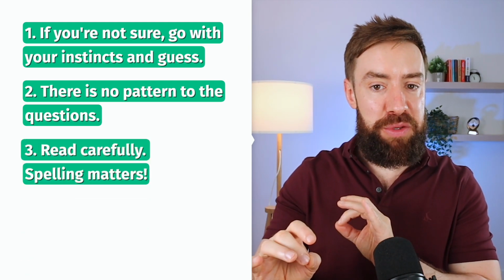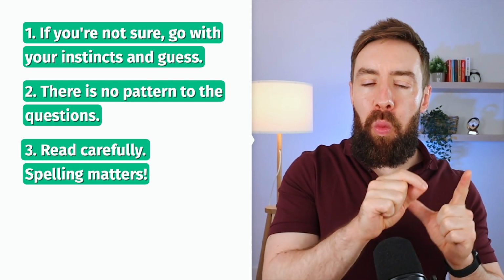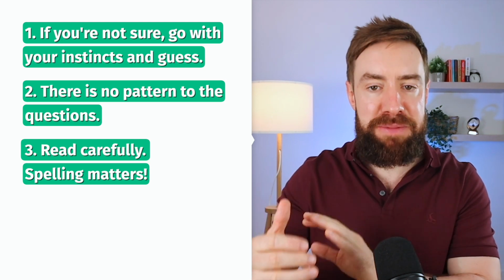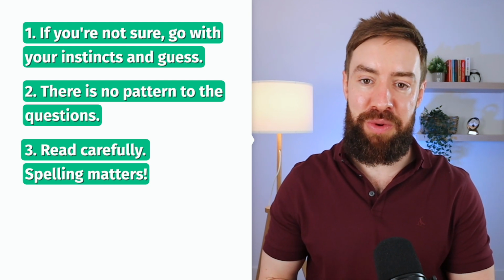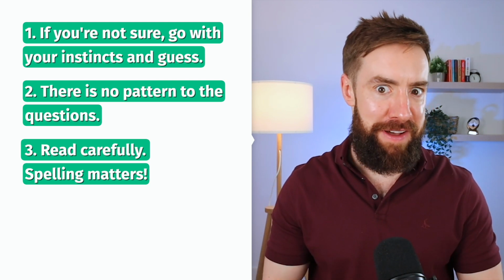Tip 3 is to read carefully. Sometimes the DET will put in a word that looks like a real word, but one of the letters has changed. So it's actually a spelling mistake. That's one of their favorite tricks to try to catch you out. So read it as carefully as you can in your 5 seconds.